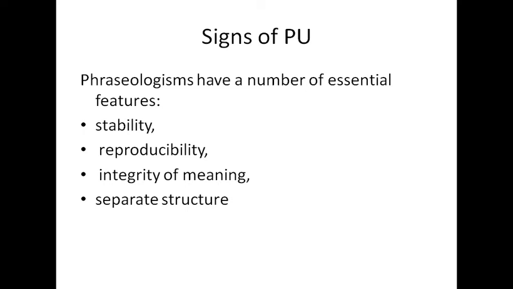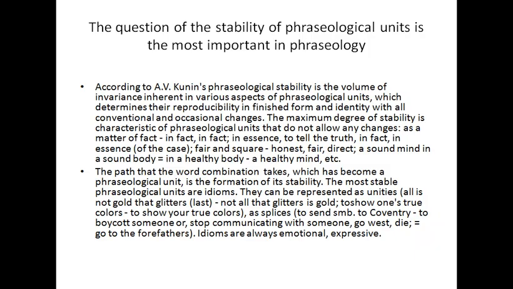What are the main signs or features of phraseological units? Usually, phraseologists distinguish four essential features. They are stability, so phraseological units are stable in meaning. Then, reducibility, integrity of meaning, and separate structure. The question of stability in phraseological units is the most important. According to Kunin, phraseological stability is the volume of invariance inherent in various aspects of phraseological units, which determines their reproducibility in finished form and identity with all conventional and occasional changes.